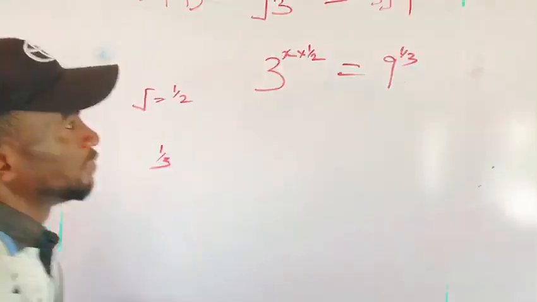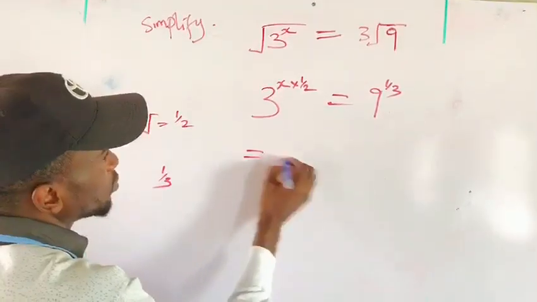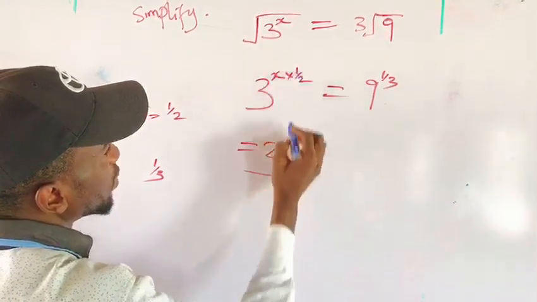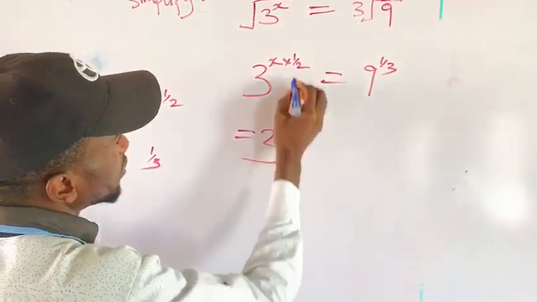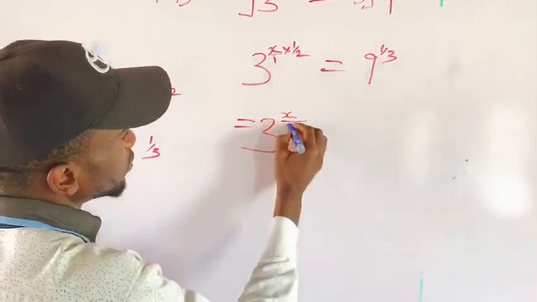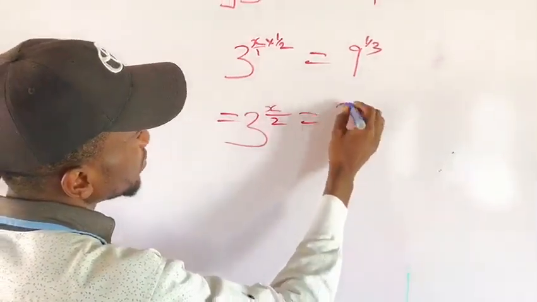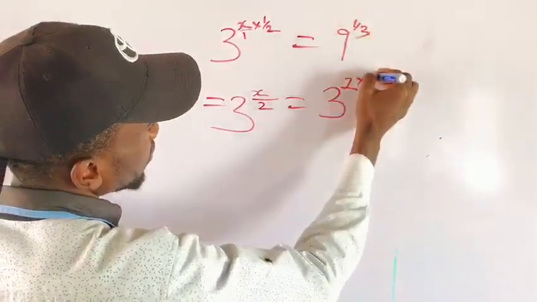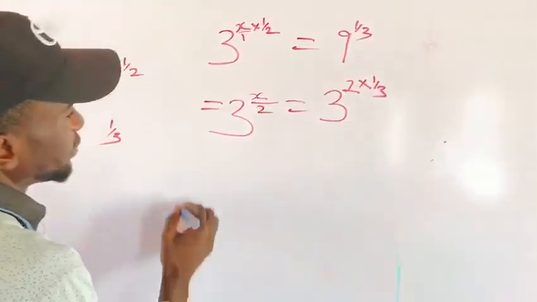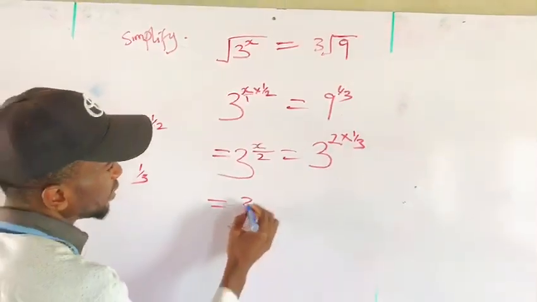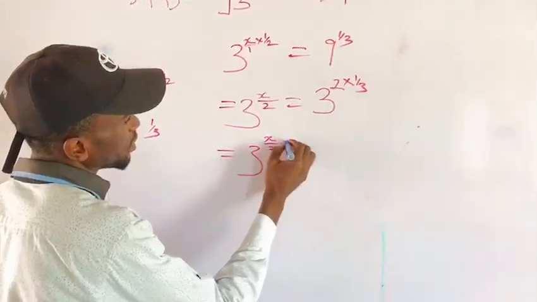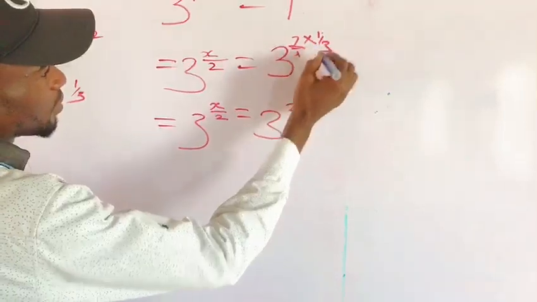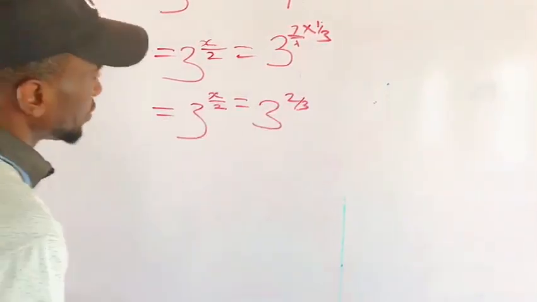If this is what we are having, then we are going to multiply the powers. x times 1, we have x over 2 times 1, 2. This 9 is the same thing as 3 raised to the power of 2, then times this 1 over 3. We have not changed anything. So this is equal to 3 raised to the power of x over 2 is equal to 3 raised to the power of 2 times 1 over 3. So this is what we have.